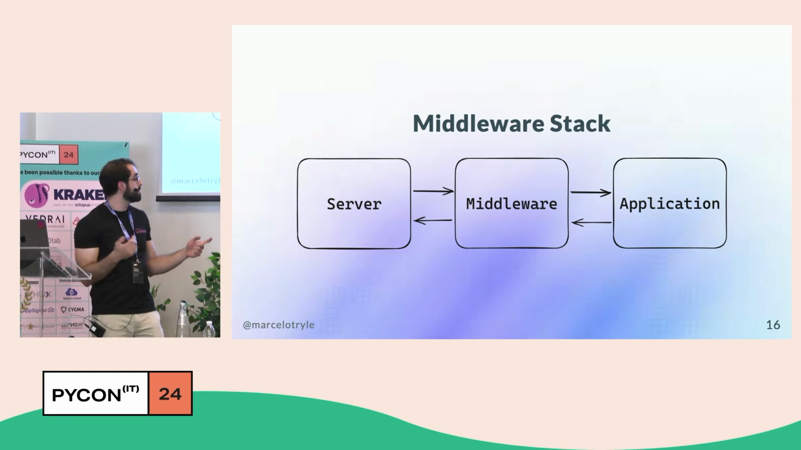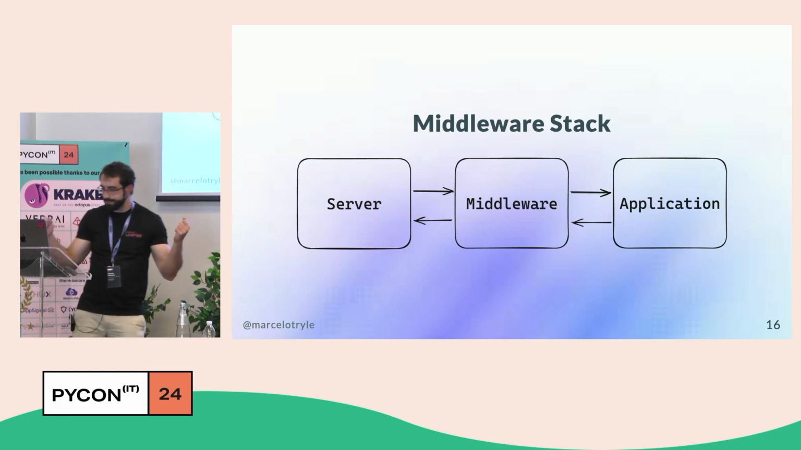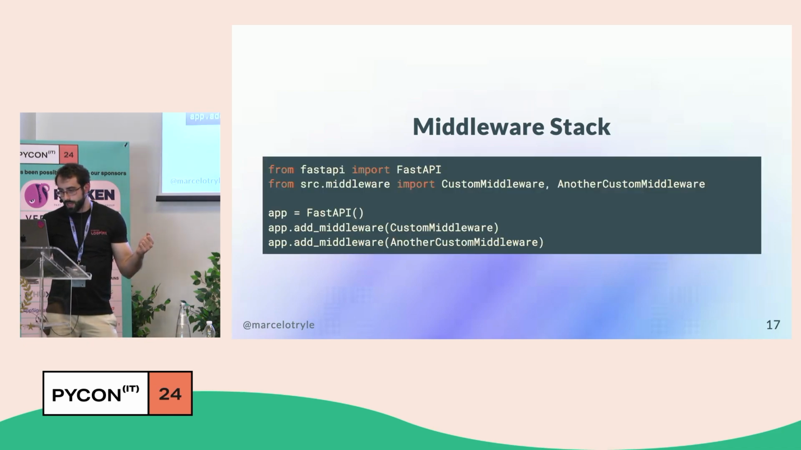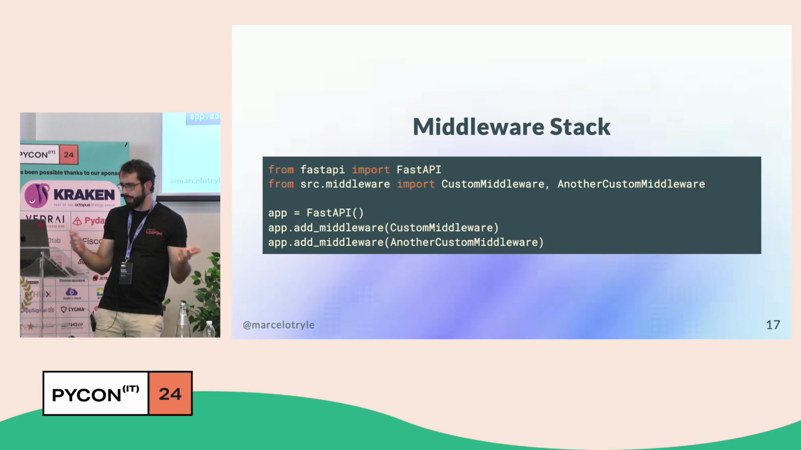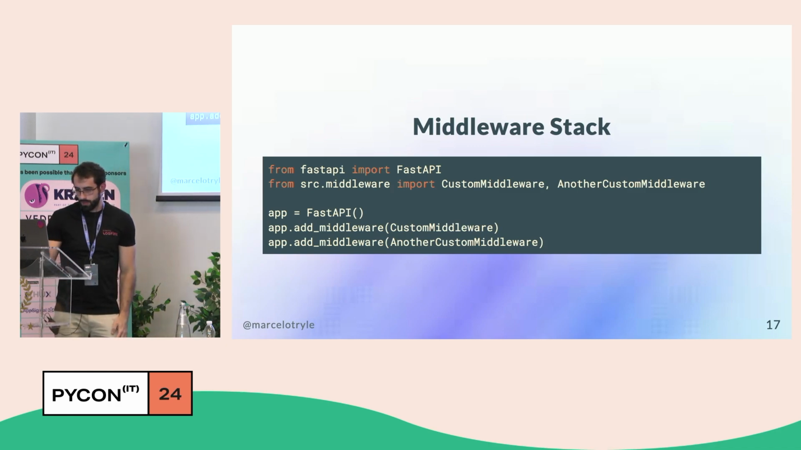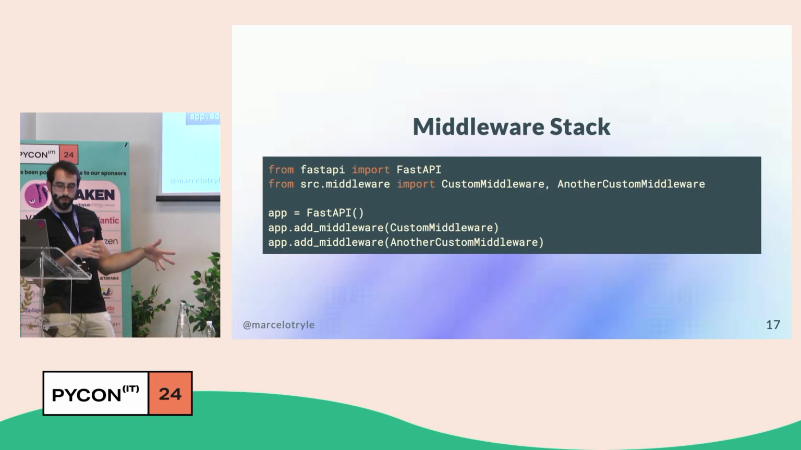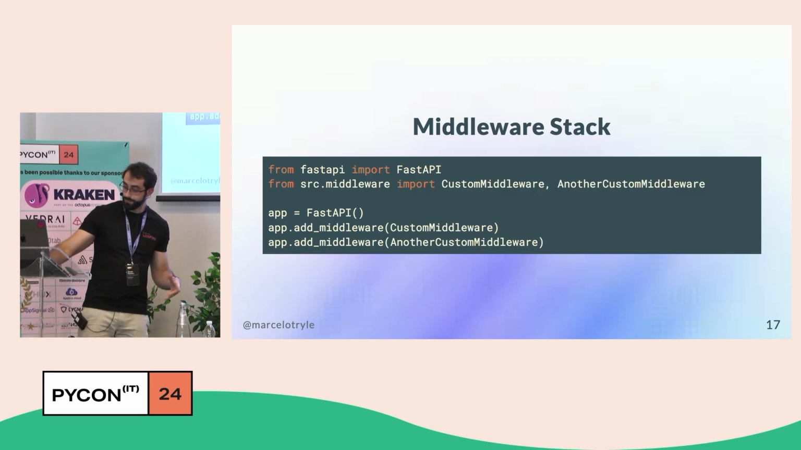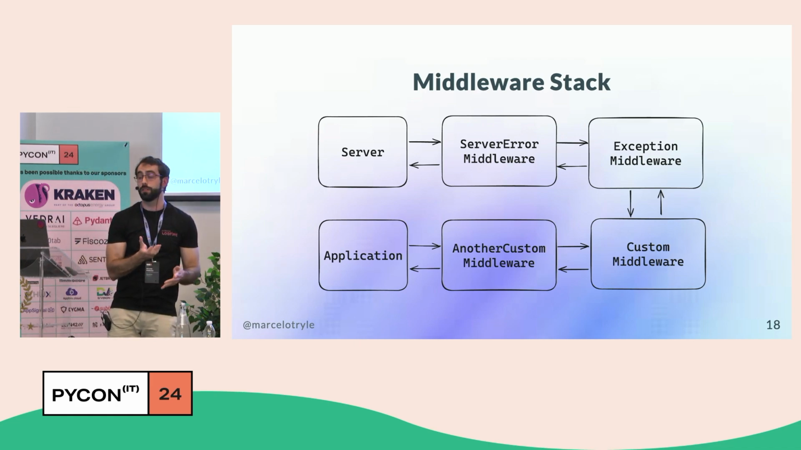So here you see the server, the middleware, and the application. The middleware just stands in front, between the server and the application. The idea is that in FastAPI you can add middlewares in this way: you just add middleware and custom middleware, or use the middleware parameter. Both can be used. Here, I'm adding first a custom middleware and then another custom middleware. And this would be the whole flow of middlewares that you have on FastAPI.